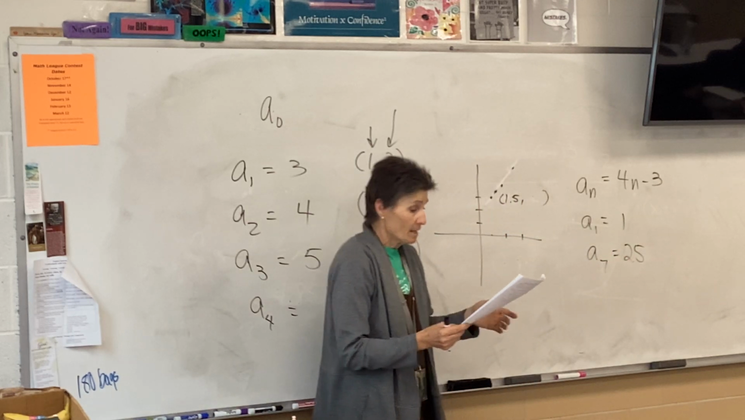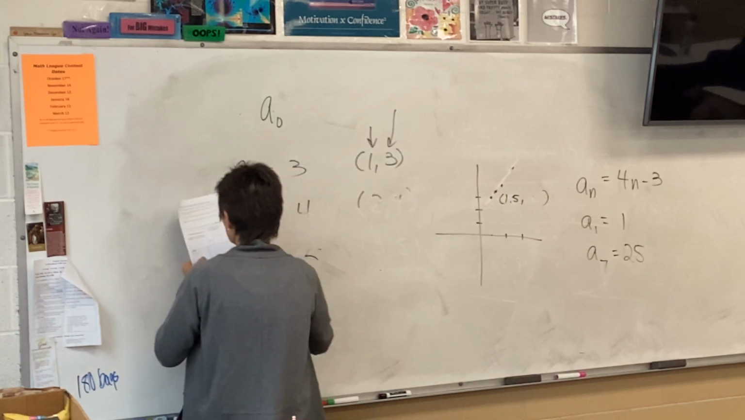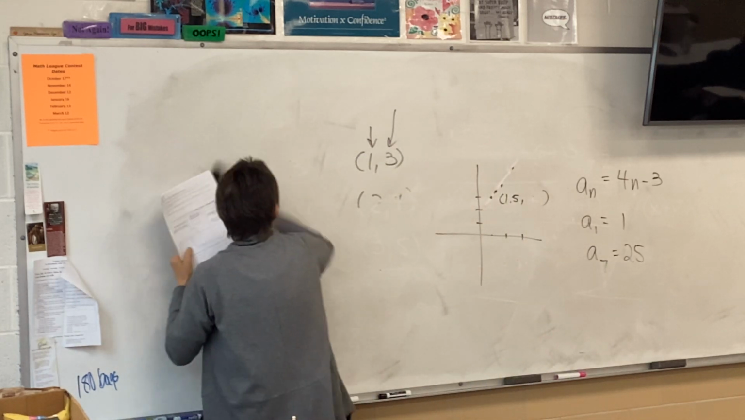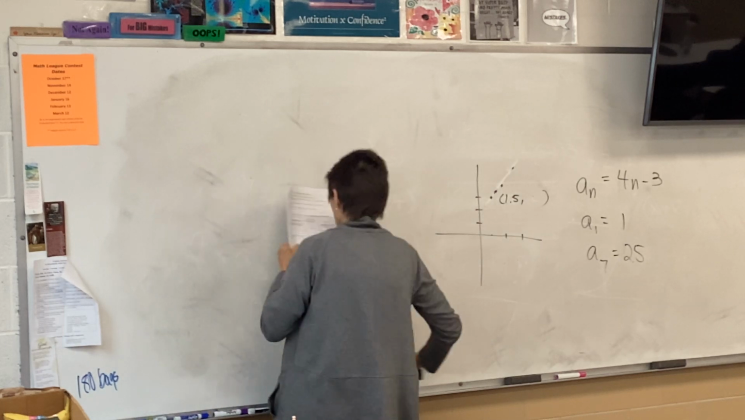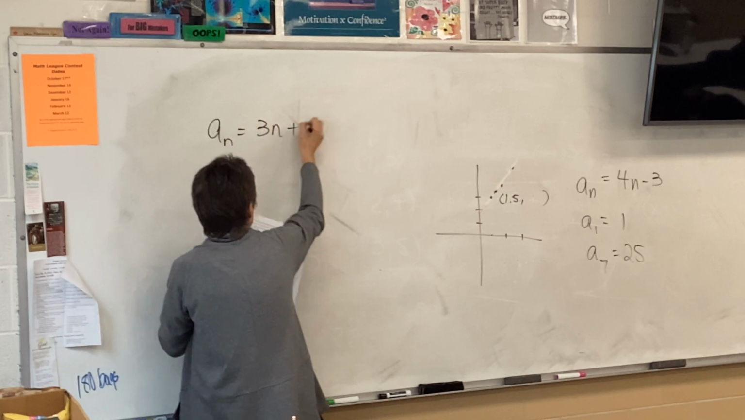Okay? Now we're going to sketch a sequence. That's what we're doing in the example there. We're going to sketch this. So a sub n equals 3n plus 1. Okay.